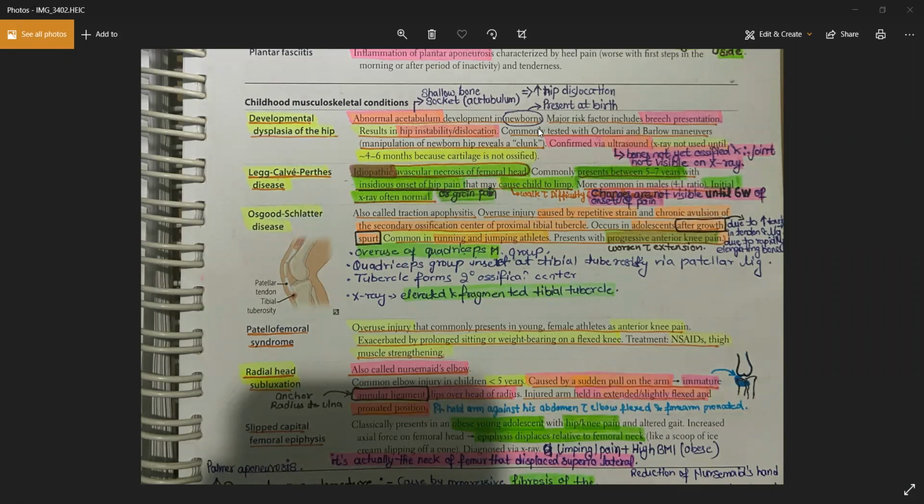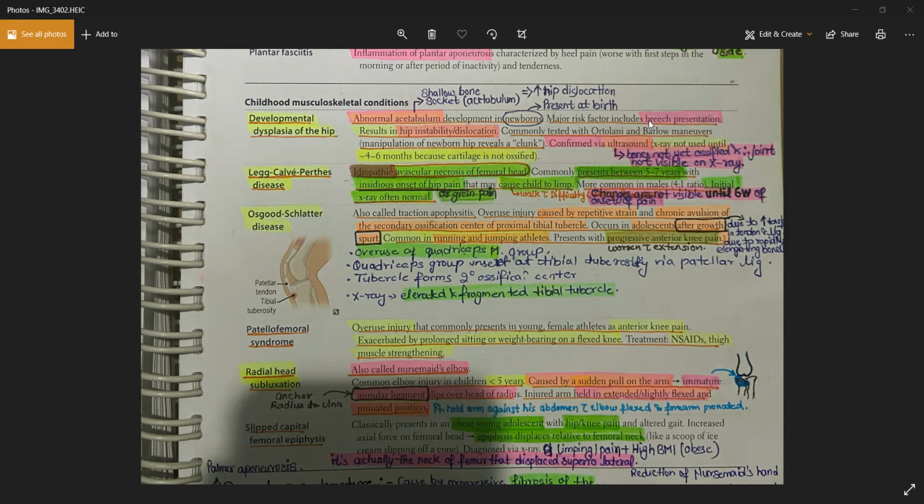Yeah, in the last lectures, we have discussed childhood musculoskeletal conditions. We have discussed developmental dysplasia of the hip, in which the acetabulum becomes very shallow, and as a result, dislocation of this joint occurs, right? It is mostly seen in patients with breech presentations, and it results in hip instability and dislocations.